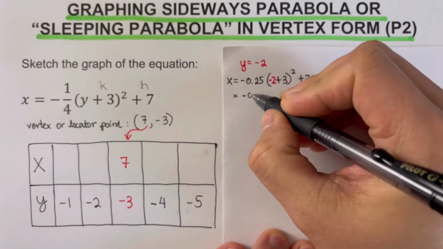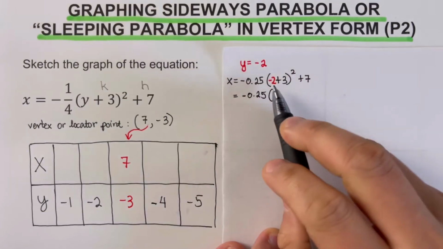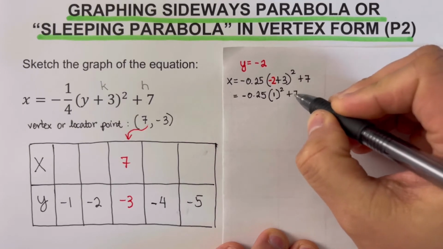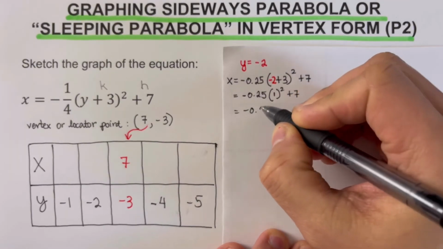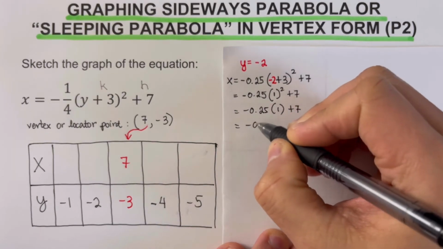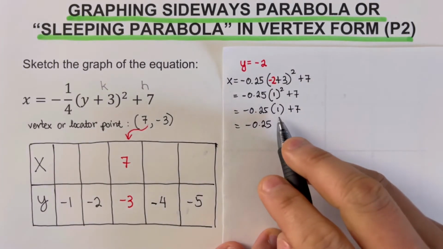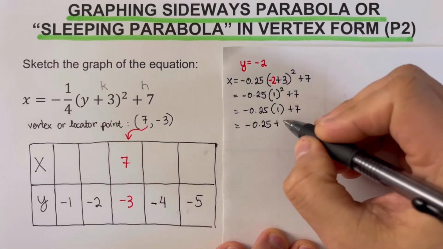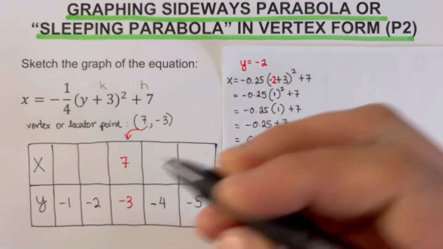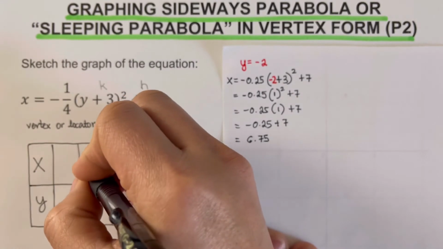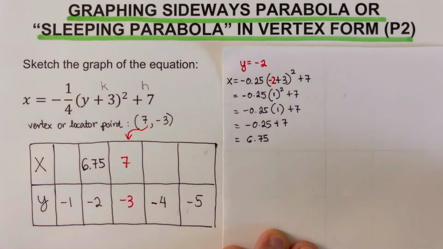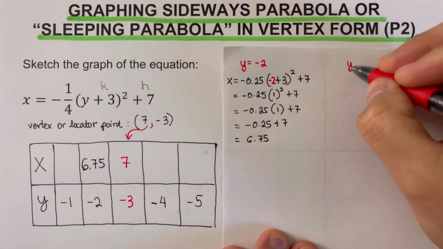So this is -0.25, and then this is -2 plus 3 is +1, and then we square it, that's +7. So this would be -0.25. 1 squared is 1, then +7. So this is -0.25, because when we multiply this, it's a -0.25 plus 7. So the answer for this would be +6.75. So I'm going to go ahead and write that value up here, 6.75. Now I'm going to show the work when y is equal to -4.